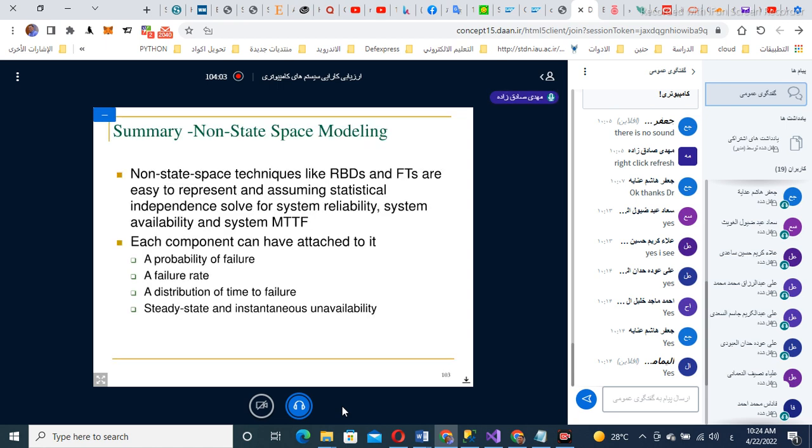Summary. Non-state-space modeling techniques like reliability block diagrams and fault trees are easy to represent, and assuming statistical independence, they can be solved for system reliability, system availability, and system mean time to failure. Each component has attached to it a probability of failure, a failure rate, a distribution of time to failure, and steady state and instantaneous unavailability.